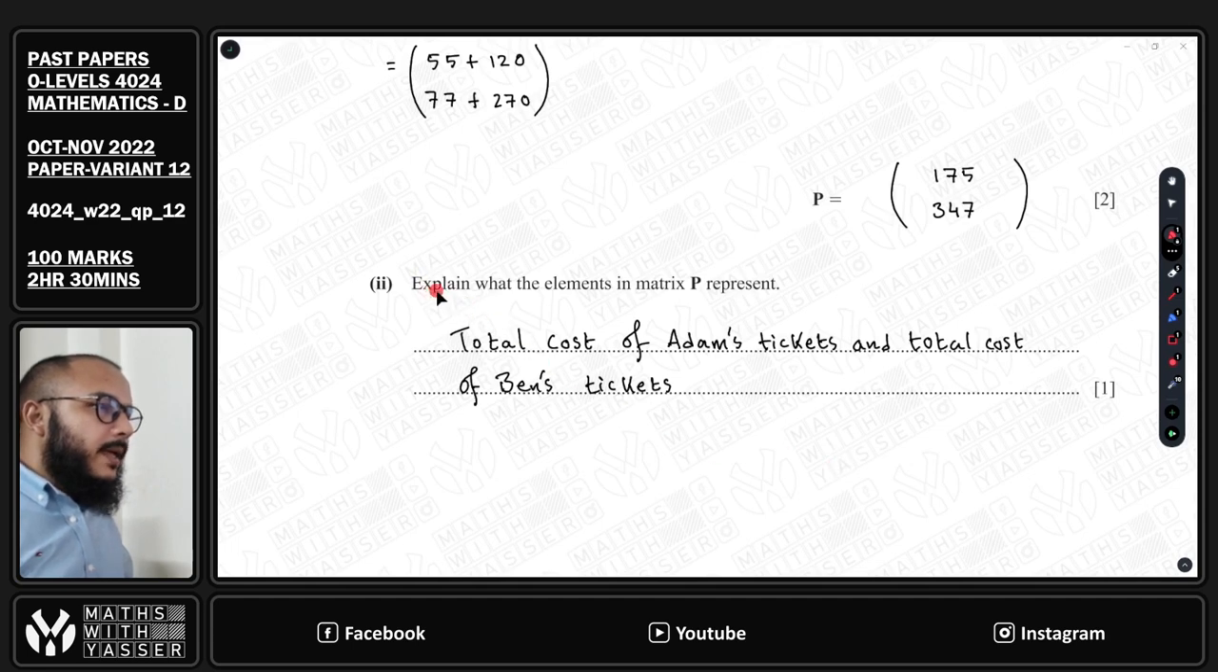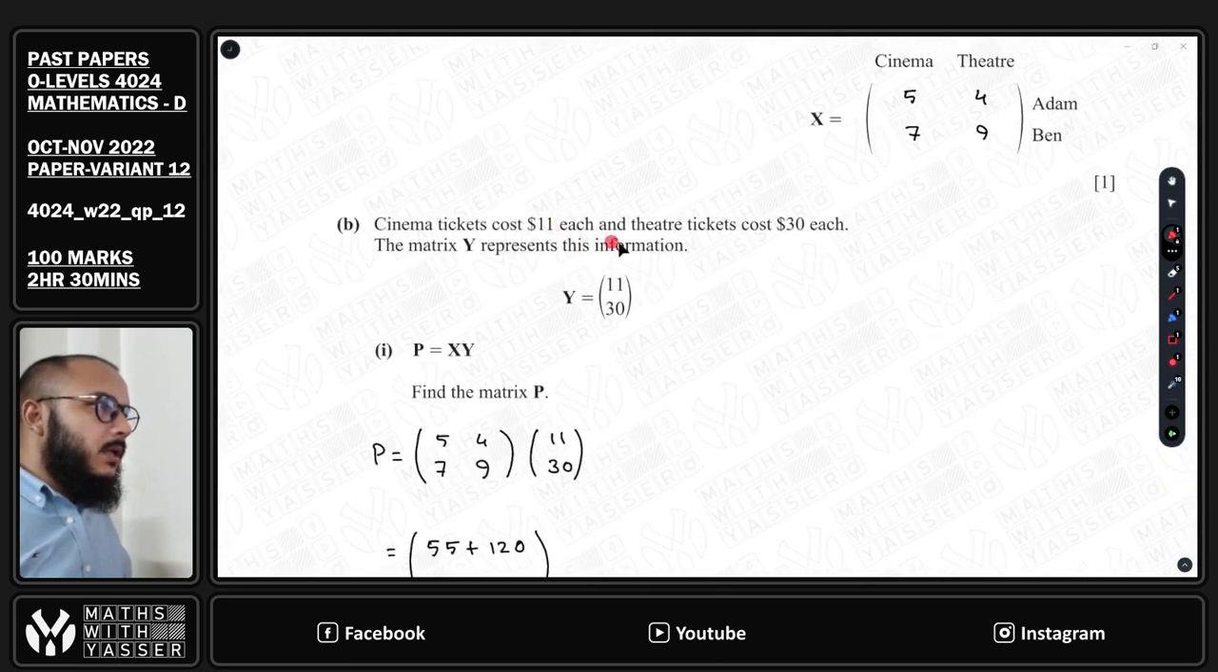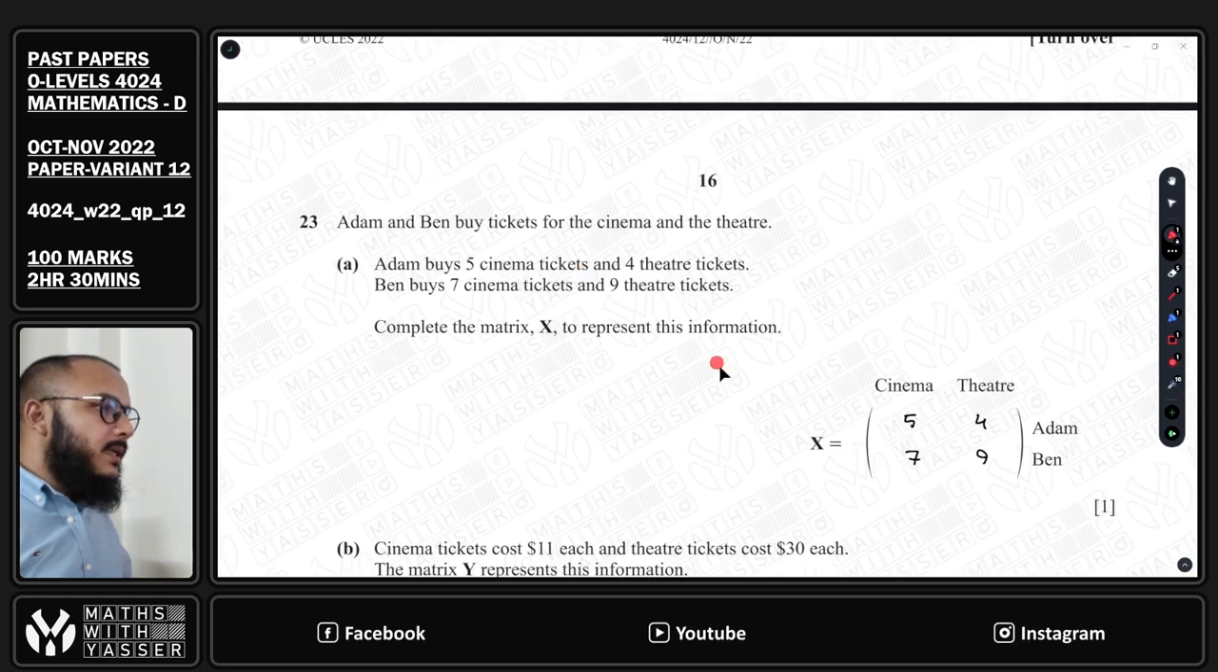Then they are asking, explain what the elements in the matrix P represent. So it represents the total cost of Adam's tickets and the total cost of Ben's tickets. That means this is the price which includes the price for the cinema tickets and theater tickets.